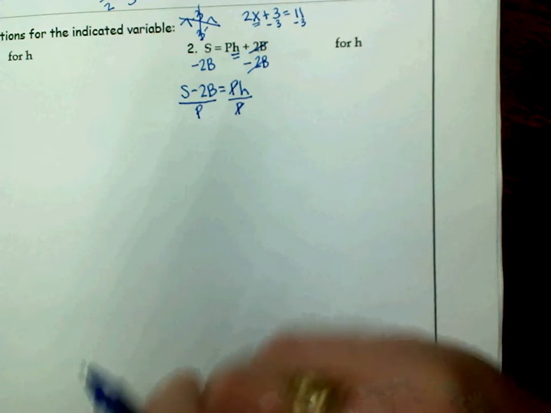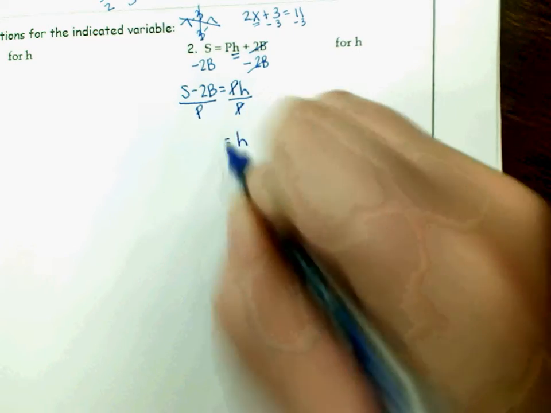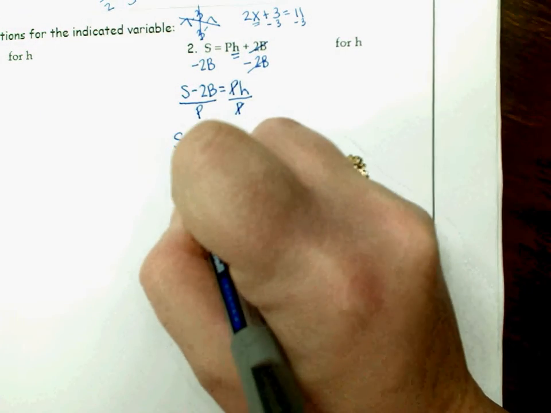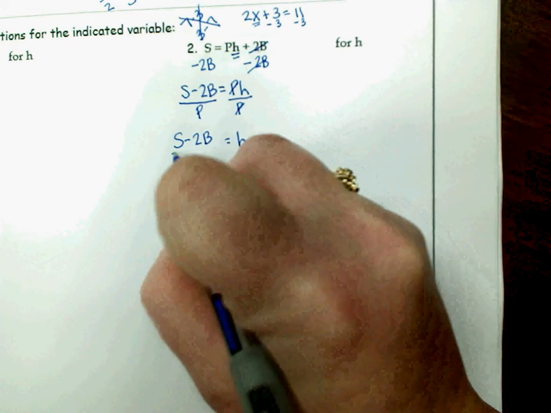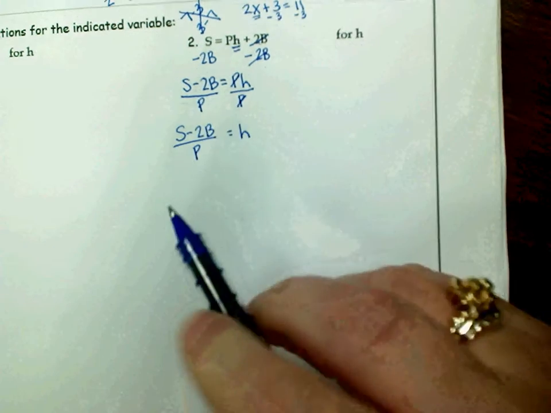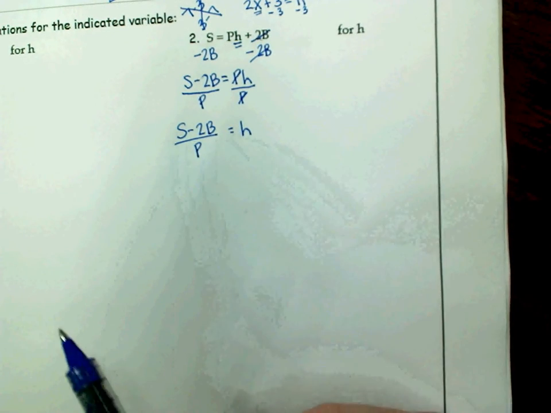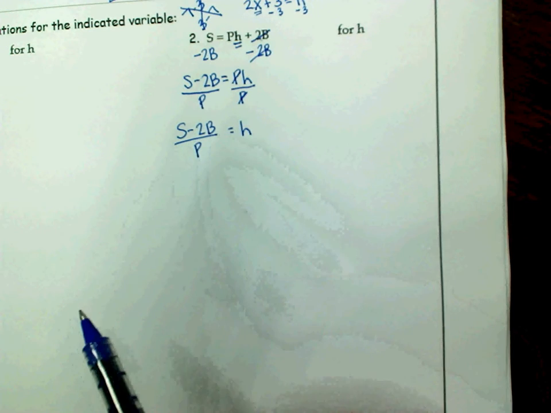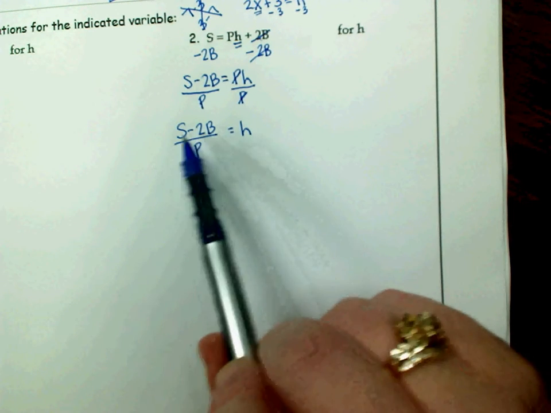So what is h equal to? It is equal to s minus 2b all divided by p. So it's really important that that fraction bar goes under that whole subtraction expression right there to show the whole thing's being divided by p.